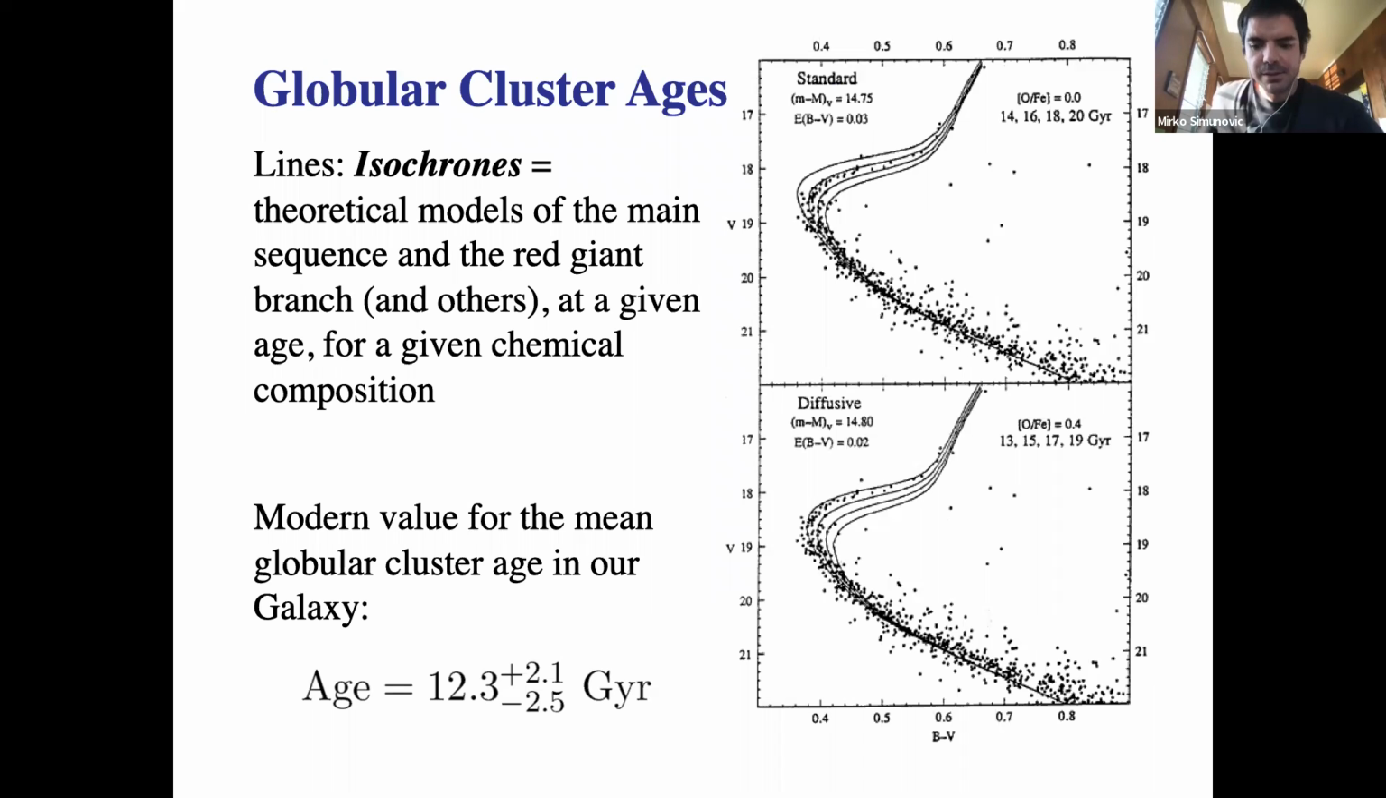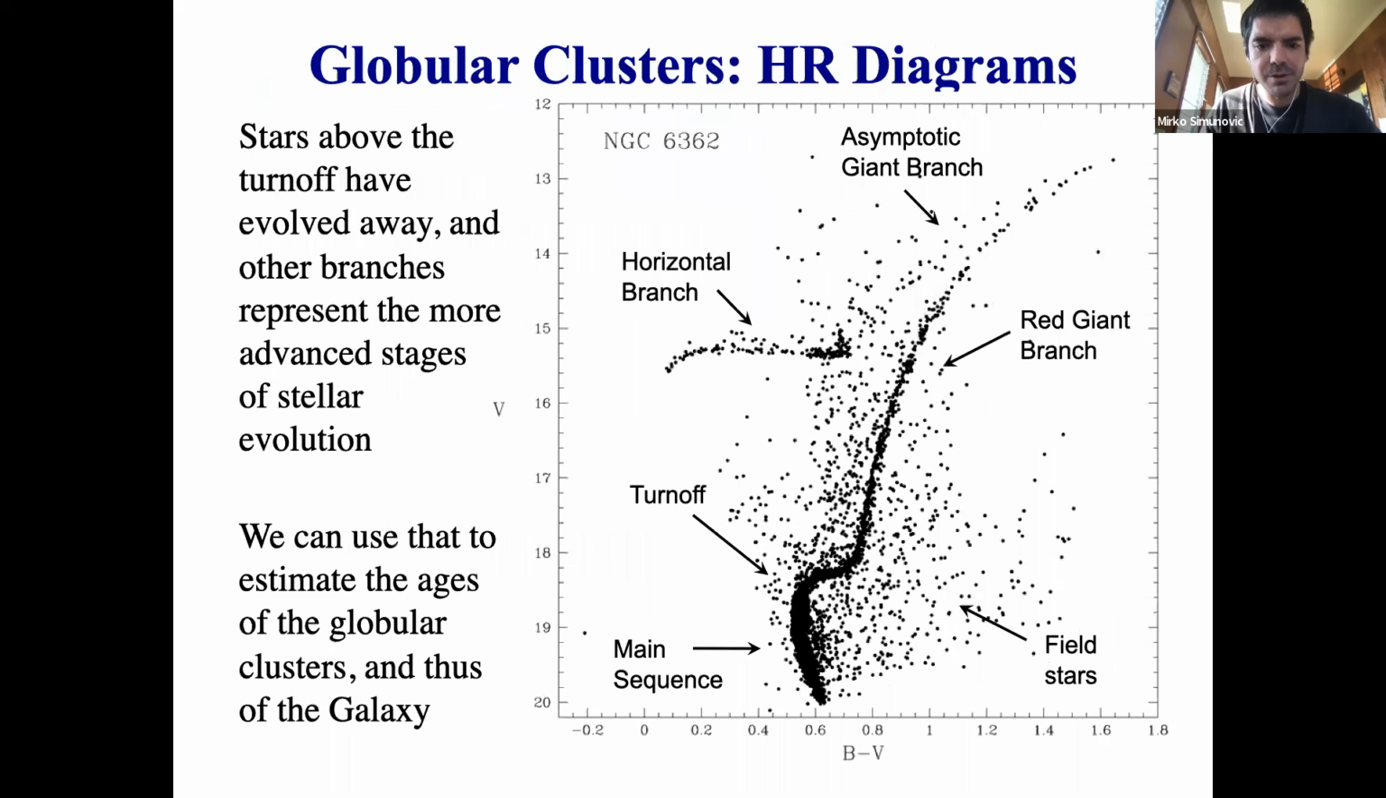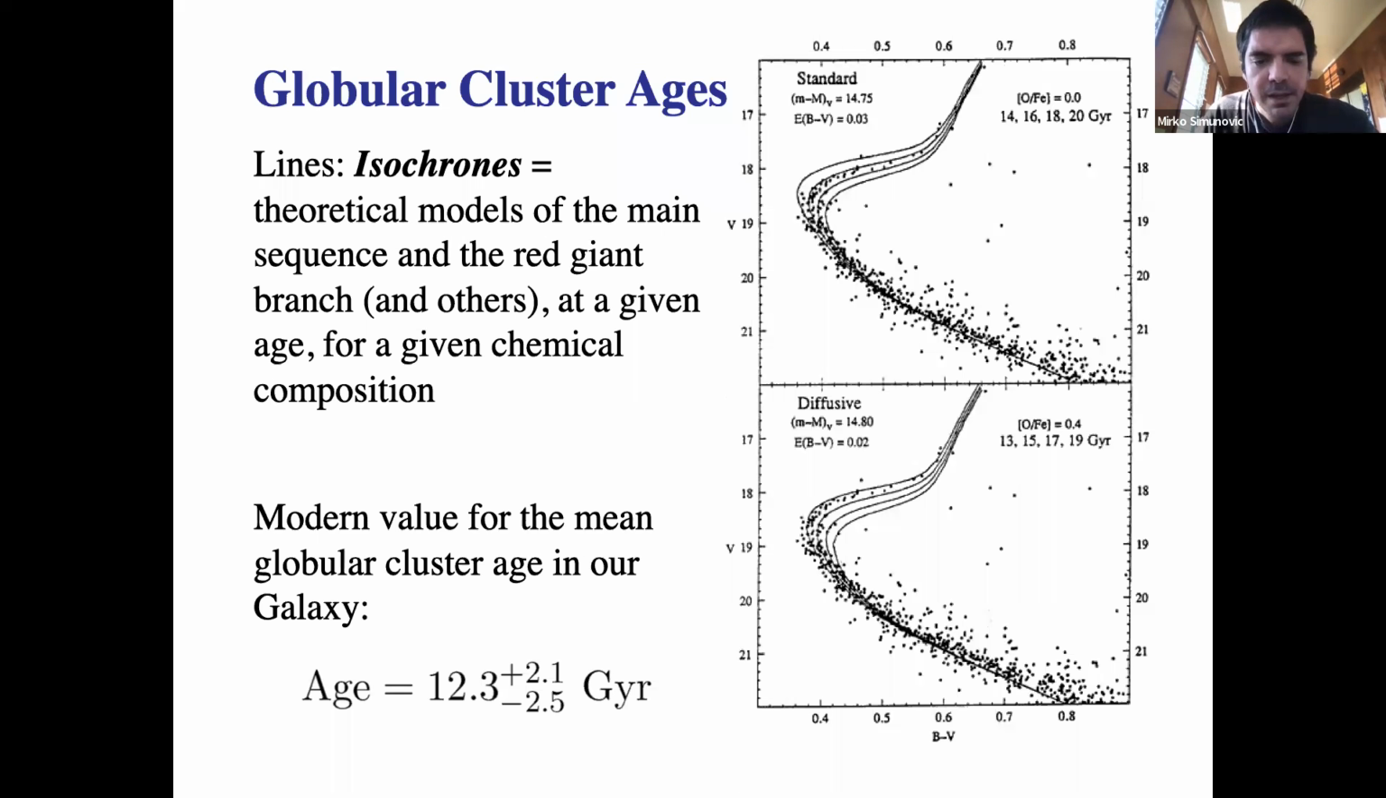Okay, so it's the same region. If you remember, you remember where the turnoff was. Now we're zooming into the turnoff, and now we can draw these lines, and these lines are called isochrones, meaning that they are all of the same age. So each line corresponds to a different age.